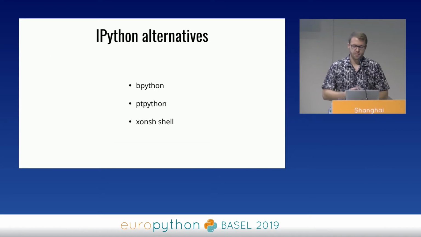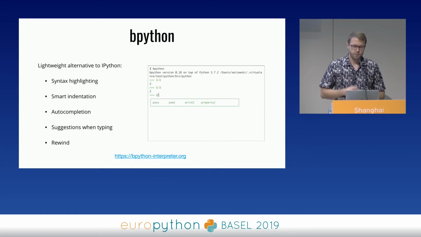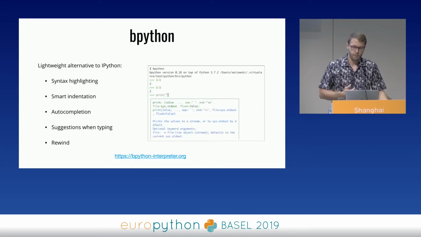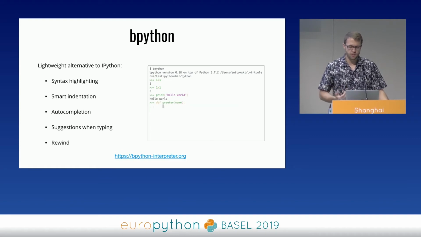And since this is already a talk about a Python REPL replacement, it wouldn't be fair to at least not mention the alternatives. So there are three main ones: bpython, ptpython, and xonsh shell. The first alternative is bpython. In the quest of making a replacement for the default Python REPL, bpython took a more lightweight approach. It has a lot less features than IPython, but it has the essential ones, like syntax highlighting, smart indentation, auto-completion, and suggestions when you're typing.